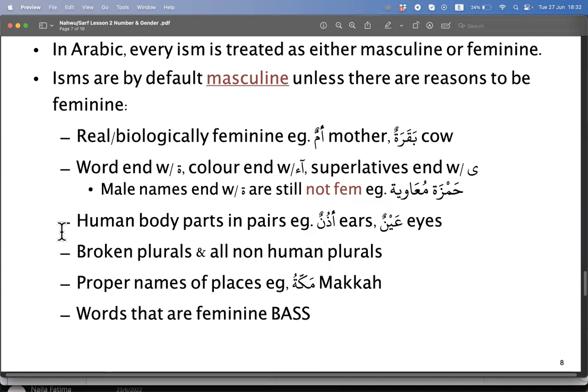And then you have broken plurals and all non-human plurals. Just now we talked, when we have broken plurals or non-human plurals, how do we treat them? Singular feminine. Exactly. So that's why they become feminine in the word itself, grammatically. And then proper names of places are also feminine. And then words that are feminine because the Arabs said so. We'll talk about this.